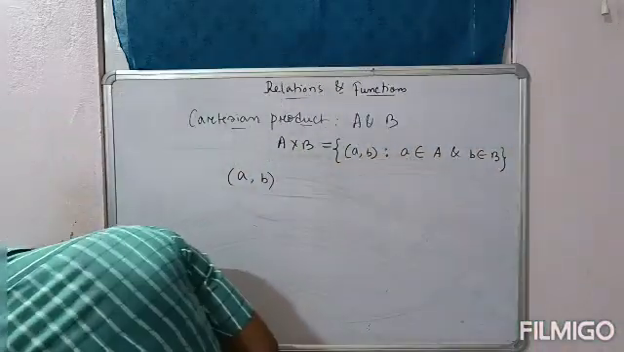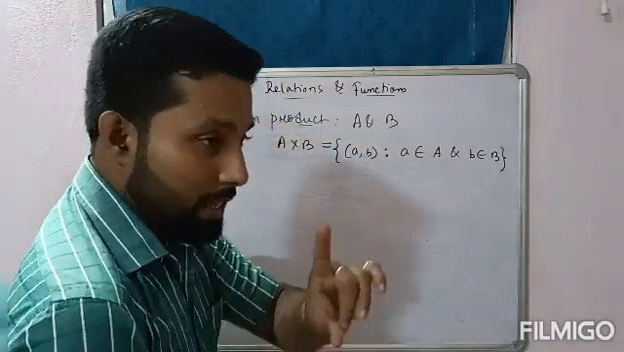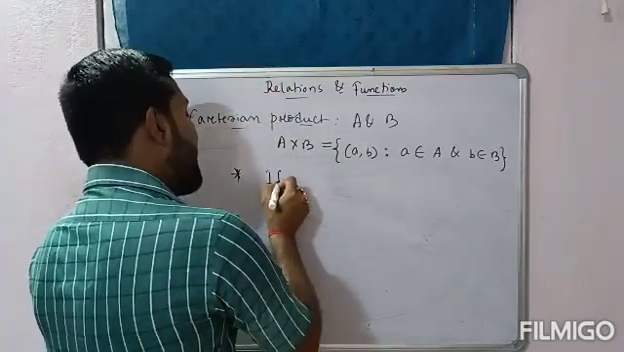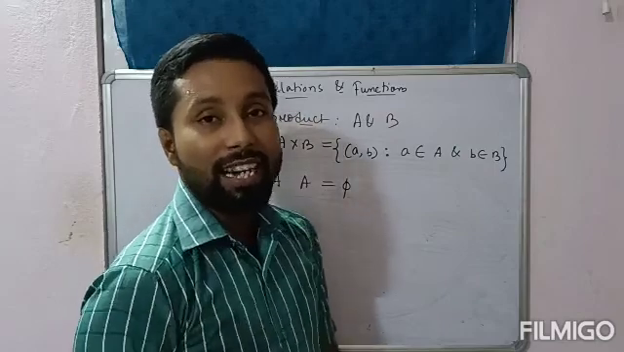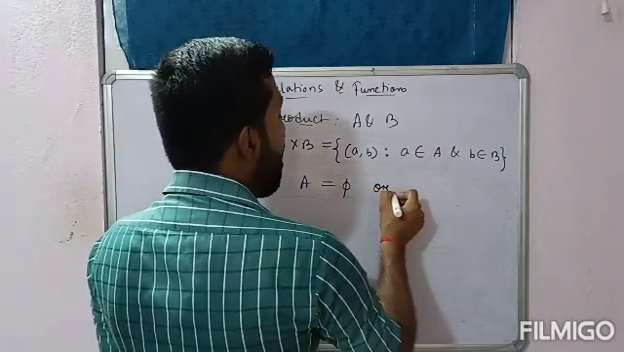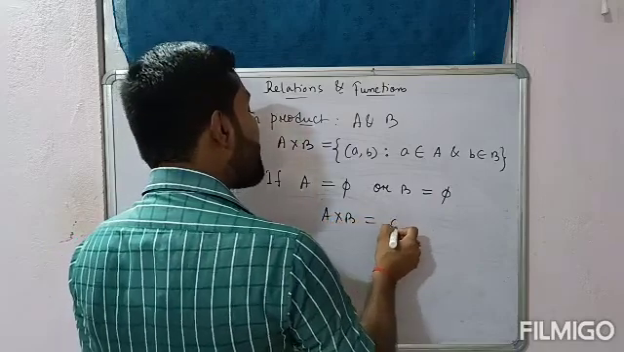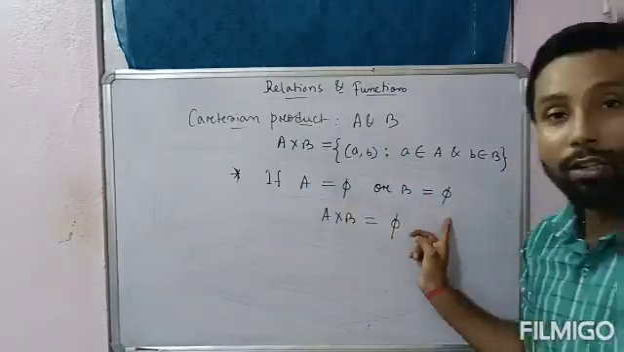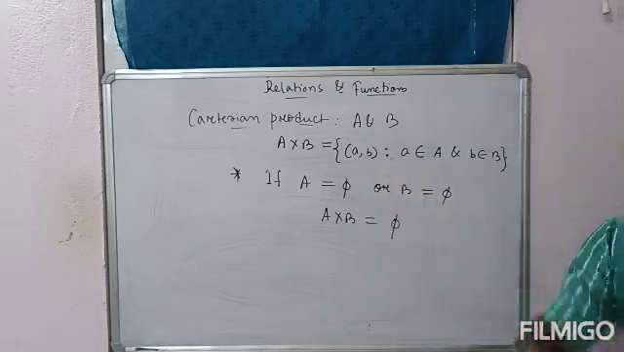All right. Okay, so there are a few important points under Cartesian product. Let us take the first point. If A is equal to phi, phi means empty. We know a null set or empty set is denoted by phi. So if A is equal to phi or B is equal to phi, then the Cartesian product A cross B is always phi. Okay? If either of the two sets is empty, then the Cartesian product is also an empty set. This is case number 1.